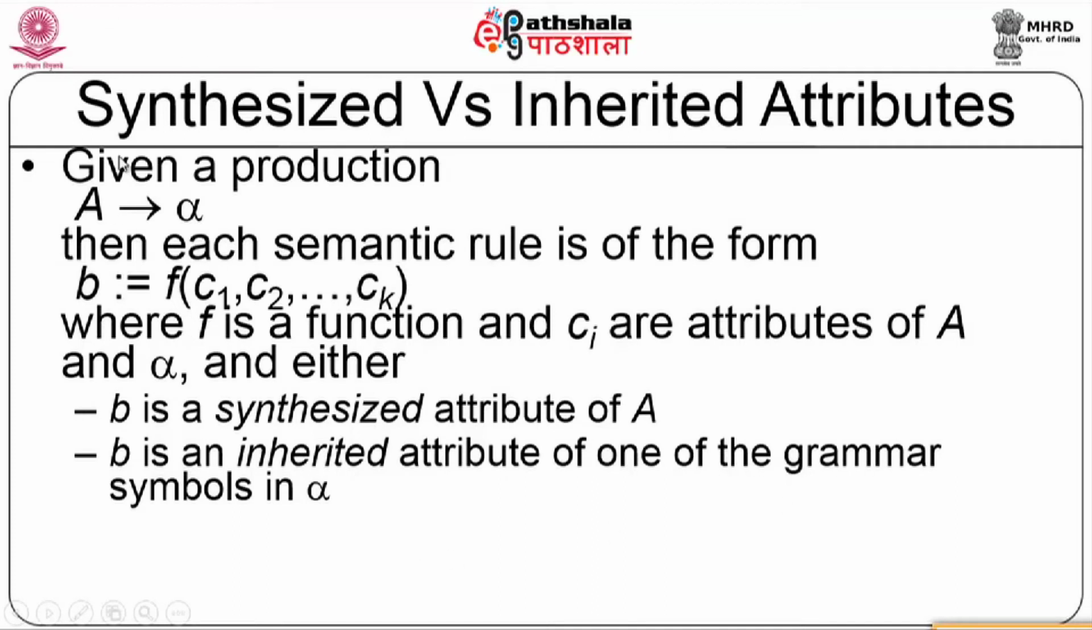So, I will have A produces alpha. When I have simply B, I am referring to it as the LHS of a particular semantic rule. In that case, B is referred to as the synthesized attribute of A. I can also consider B as an inherited attribute of one of the grammar symbols in alpha. So, depending upon what alpha contains, B can also be an inherited attribute. So, it can be either a synthesized attribute or an inherited attribute, not both. When will I call something a synthesized attribute and when will I call something an inherited attribute is what we are trying to look at now.